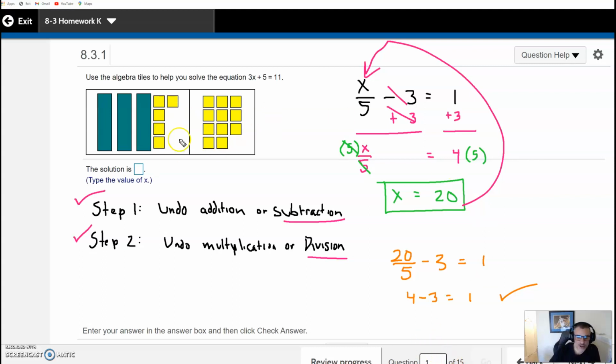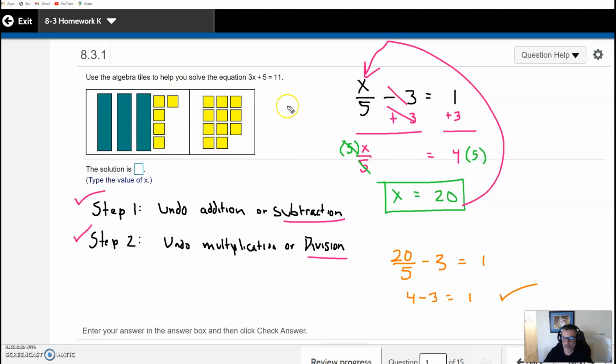All right, let's talk about these algebra tiles real quick. Algebra tiles are a way of visually representing an equation. I never learned how to use these as a kid growing up or even in college. So here's what I'm going to tell you. If you are familiar with algebra tiles and you want to use these, you can.